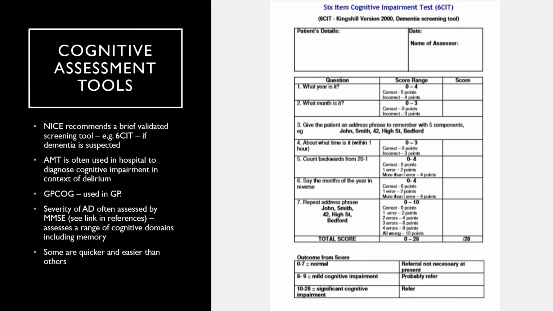And then another one that's quite useful is the MMSE, the Mini Mental State Examination. I've provided a link to that in the references, and it's used to assess the severity of Alzheimer's dementia. It will assess a range of cognitive domains, including memory, so that's quite a useful one. Obviously, they take different lengths of time to complete, and some are easier to use, but they all should be quite brief.